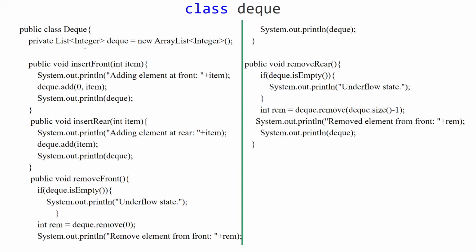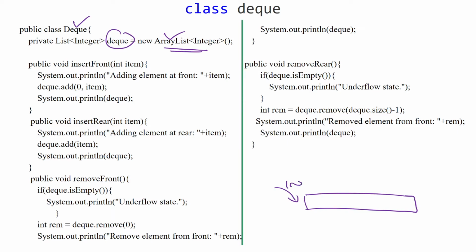Now here I have given the code to implement the doubly ended queue. Here I have used the Java collections ArrayList. We are creating the Deque variable, which creates the doubly ended queue. In the doubly ended queue we can insert the data at both ends, insert first and insert last also. Like that we can delete the data at both ends.